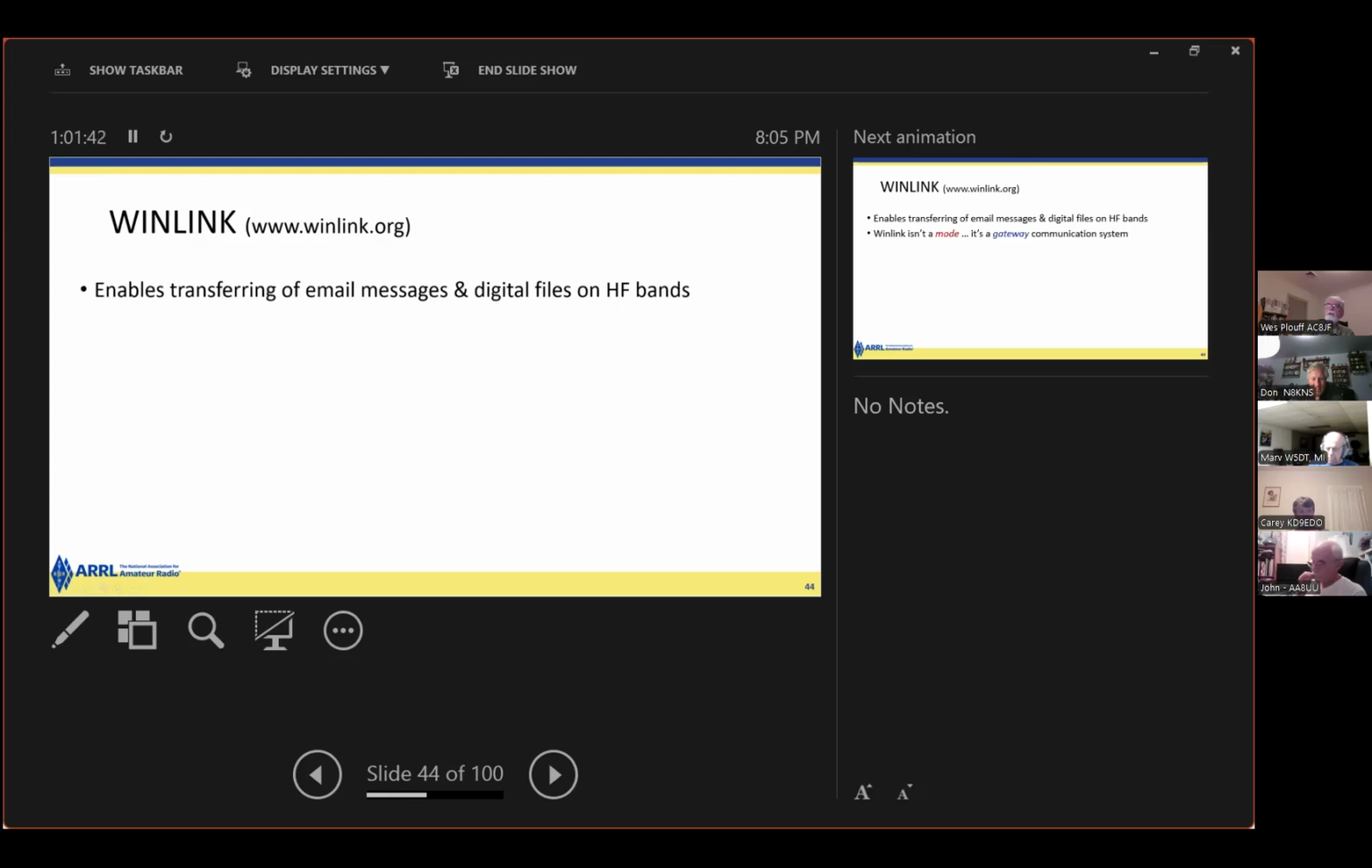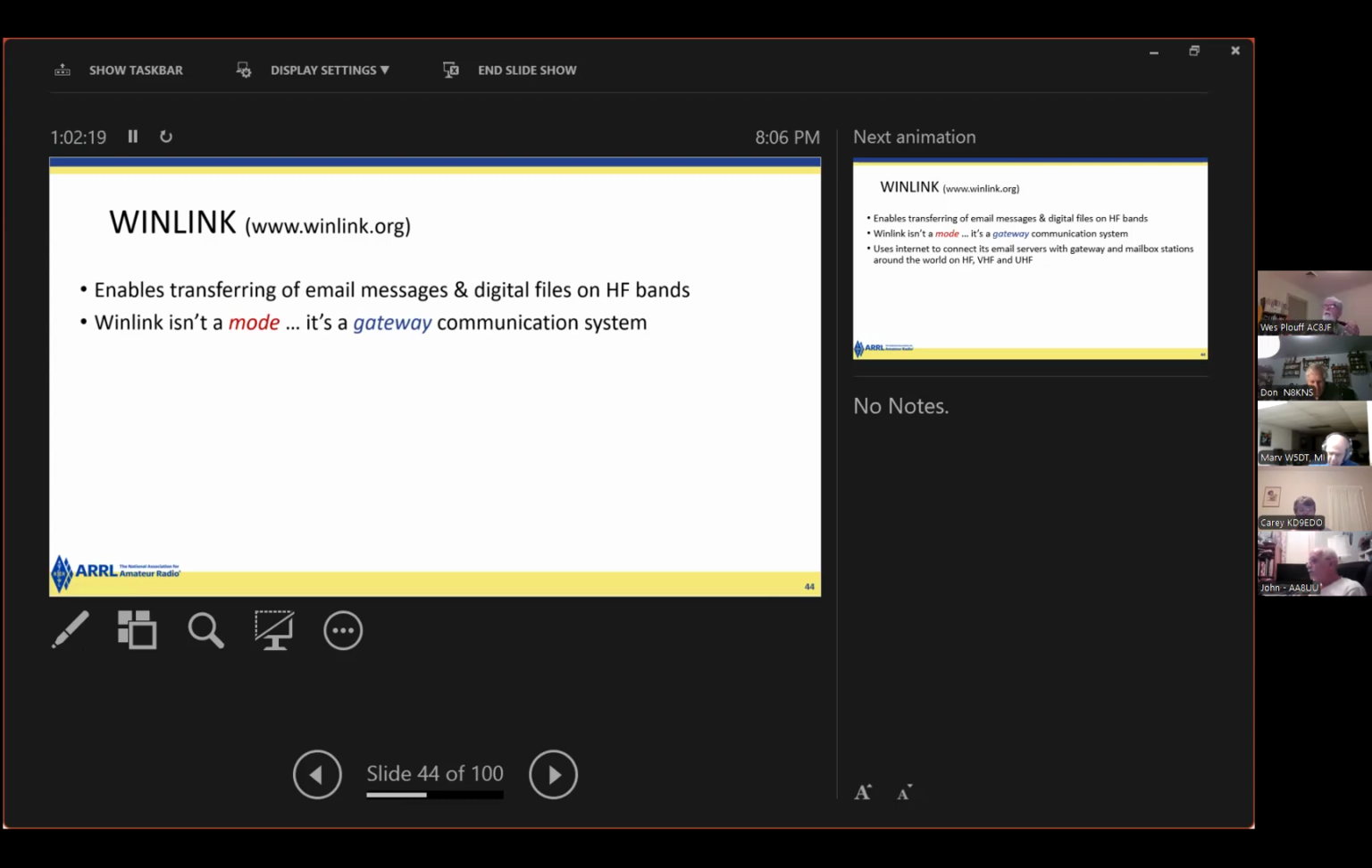WinLink sits on top of these protocols to transfer email and digital files on the HF bands, and it's a gateway communication system. In other words, it's not a digital mode, but sits on top of a digital mode, and turns it into something useful. The same way as when you send an email, there are internet protocols that actually send the characters and make sure they get to the right place.